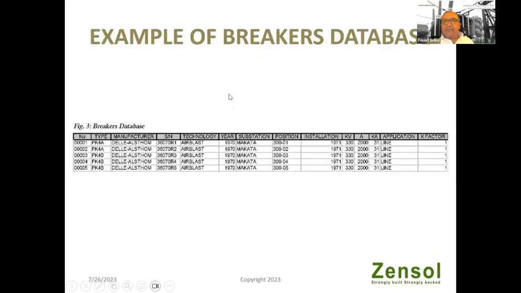Here you have an example of a breakers database. Here you can see the type on the left, the manufacturer, the serial number, the technology used for this breaker, the year of manufacturing, the substation, and also the kilovolt here.